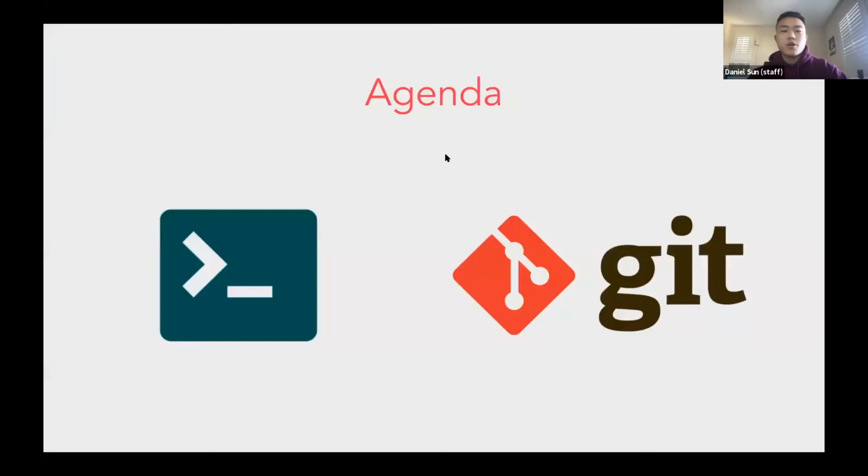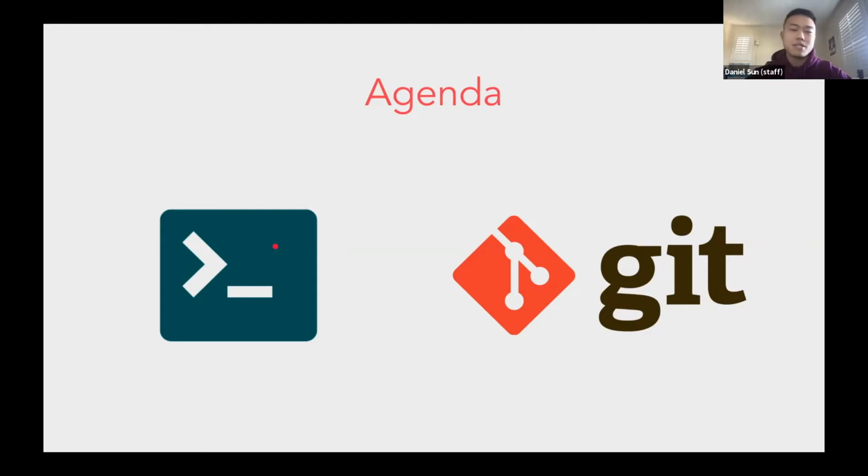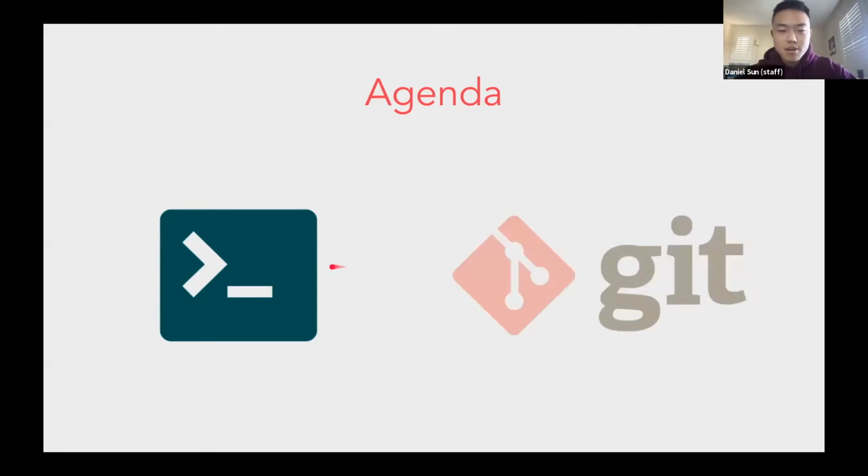Let's get started. So the plan is to first go over the command line here on the left. This is like the app symbol for command line. And then after that, we'll use command line to run some Git commands, and we'll learn about Git as well. So you'll learn about what they are, why we care about them, what they do, etc. All right, let's get started with command line.